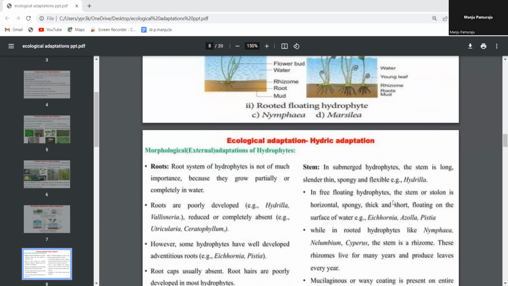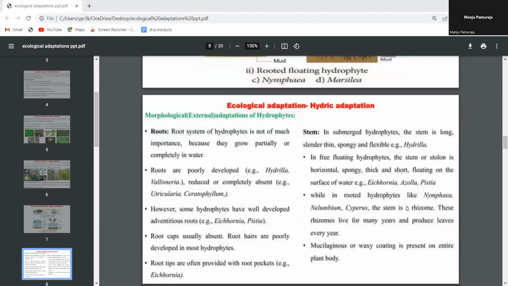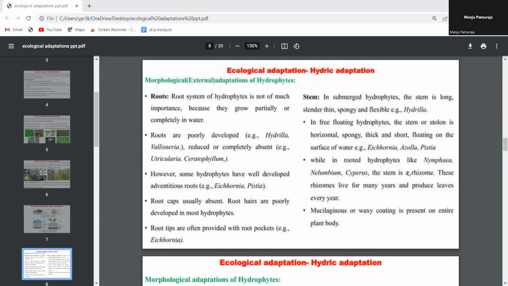In free floating hydrophytes, the stem or stolon is horizontal, spongy, thick, short, and floating on the surface of water. Examples are Eichhornia, Azolla, and Pistia. While in rooted hydrophytes like Nymphaea, Nelumbium, and Cyperus, the stem is a rhizome. Rhizome means underground stem. These rhizomes live for many years and produce leaves every year.